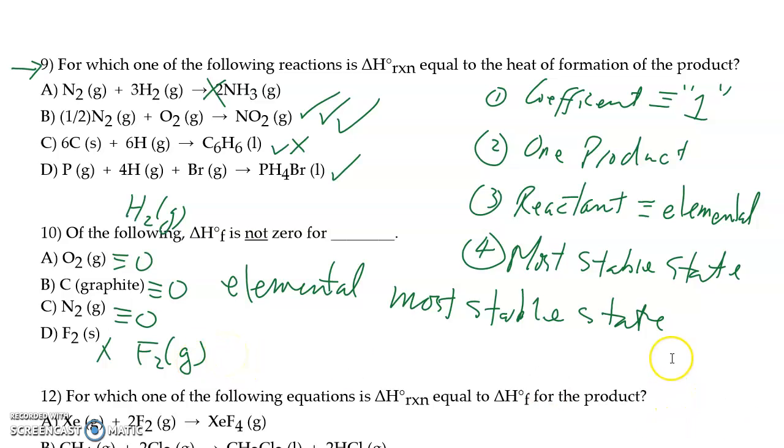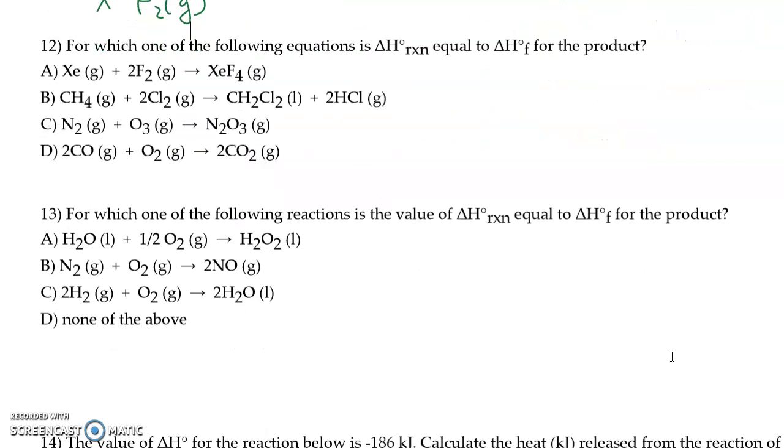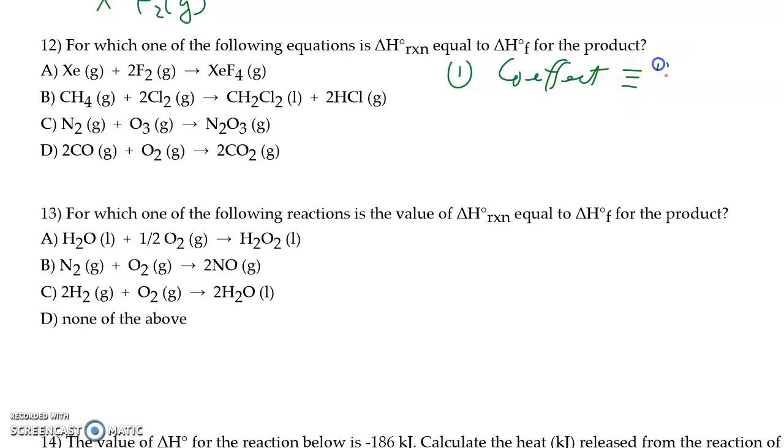Okay, let's look at the other one. Let's do more exercises. Number 12. For which one of the following equations is the enthalpy of the reaction equal to the enthalpy of formation? Requirement number 1, the coefficient of the product should be equal to 1. Let's check. This is good. Coefficient 1, coefficient 2, no good, because we don't need coefficient 2. And by the way, the second requirement is just one product. And this one has 2 different products, so we know that it's not good.